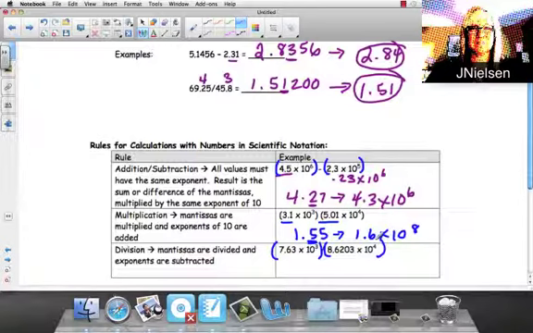So let's see what we have here. We have 3 sig figs here, and we have 5 sig figs here. Our answer can only have 3 sig figs. So if we put this in scientific notation, we're going to get 8.85, and that's 2 times 10 to the negative 2. So we have 3 sig figs, and it's in scientific notation. That's our answer.